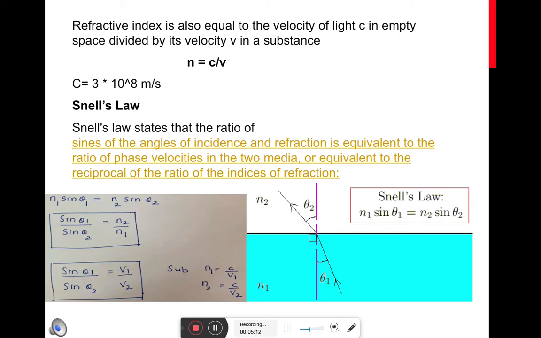Substituting n1 is equal to c by v1 and n2 is equal to c by v2, we can rewrite the expression for sine theta 1 by sine theta 2 as v1 by v2. So Snell's law can also be expressed as: the ratio of the sine of the angle of incidence to the sine of the angle of refraction is equal to the ratio of the velocities in the two mediums, v1 by v2, or equivalently the reciprocal of the ratio of the refractive indices, that is n2 by n1. So this is Snell's law.